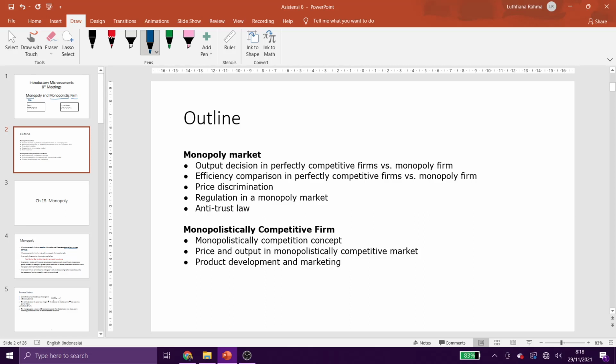And the second big idea, we will talk about monopolistically competitive firms. I will talk first about what monopolistic competition is, the concept, and then I will explain how price and output are shaped in monopolistically competitive markets. I will also talk about product development and marketing inside a firm that operates in monopolistically competitive markets.